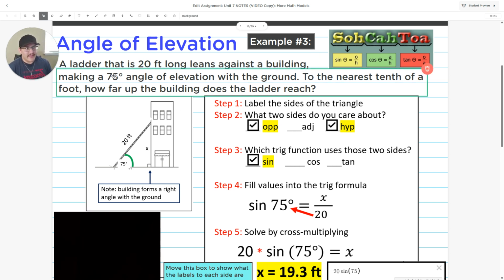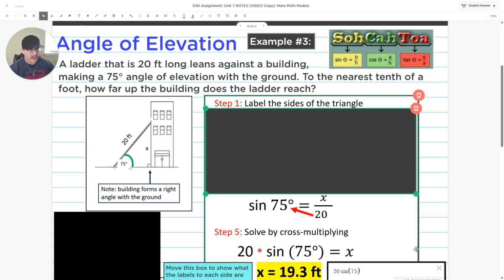We know that it is making a 75-degree angle of elevation, meaning from the base up, there's an angle with the ground. So from the ground up, there's a 75-degree angle. To the nearest tenth of a foot, how far up the building does the ladder reach? So the top of the ladder to the base of the building, how far up the building does it reach? Okay, so that is our x value that we're trying to find out. I probably should have done this at the beginning. I'm going to pretend y'all did not see that.